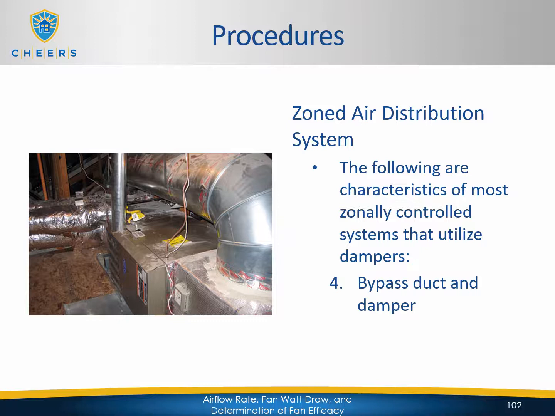And then a bypass duct and or damper. And you can see here you have a bypass duct that's going from the return plenum to the supply plenum. Obviously a really good indication that that is a zone system.